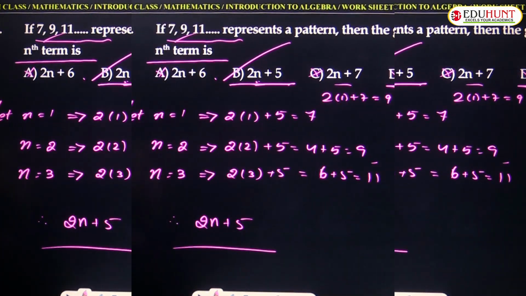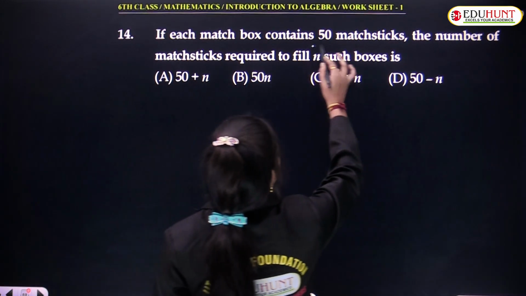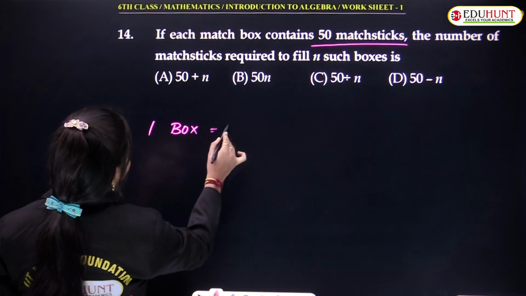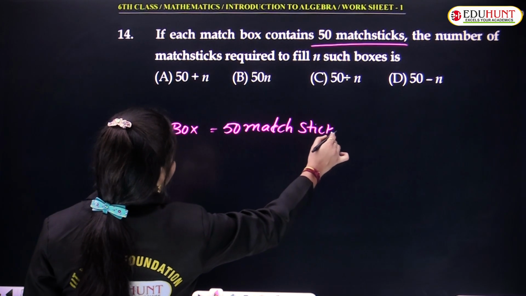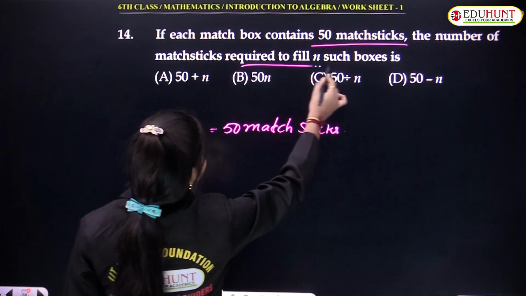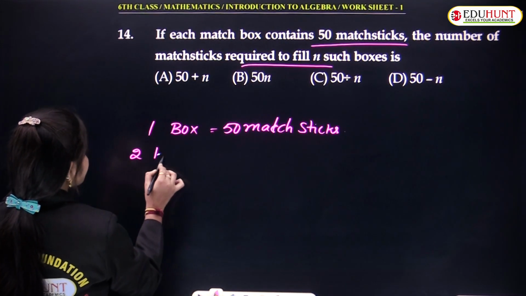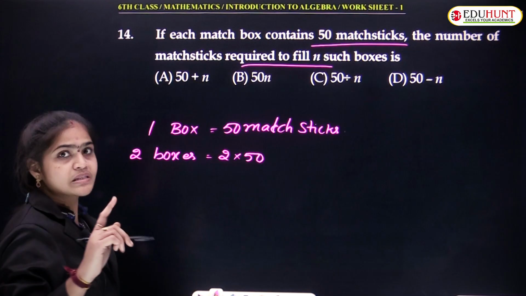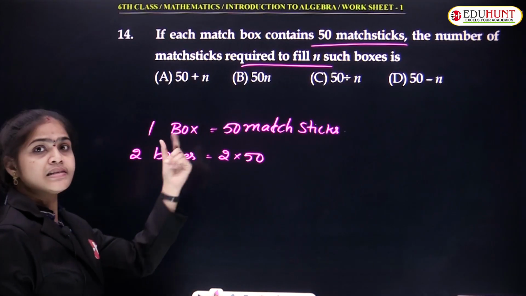Understood? Yes. Next, 14th question says that if each matchbox contains 50 matchsticks, one box contains how many matchsticks? 50 matchsticks. One box contains 50 matchsticks. The number of matchsticks required to fill n such boxes. Okay, one box 50. 2 boxes, how many do we have? 2 into 50. Why? Because each box has 50 matchsticks, no? So one box, 50 matchsticks. 2 boxes, 100 only, no?